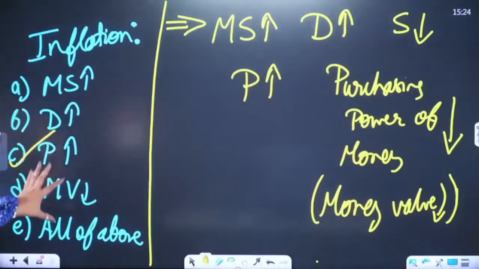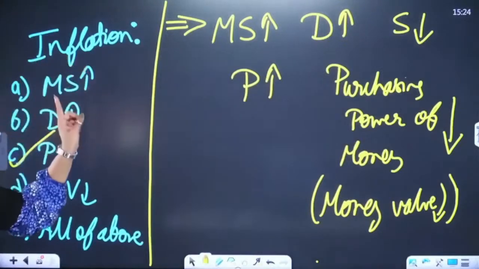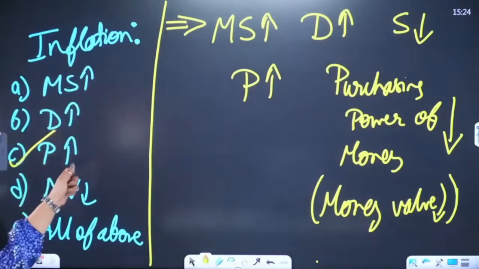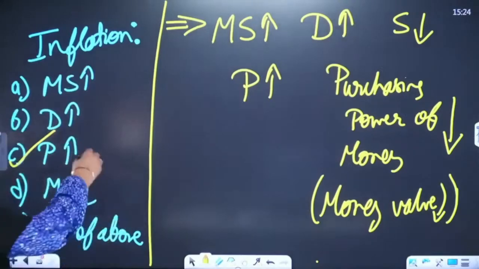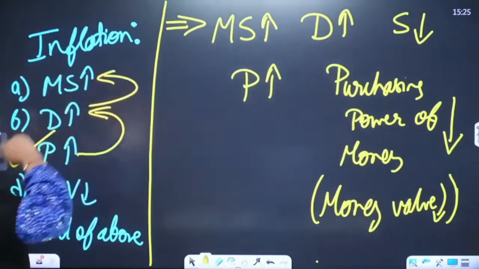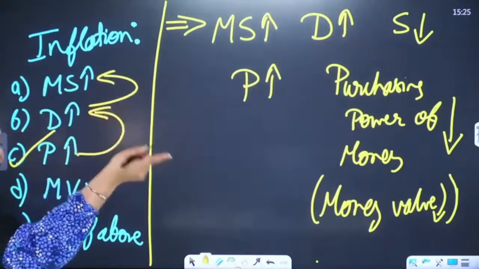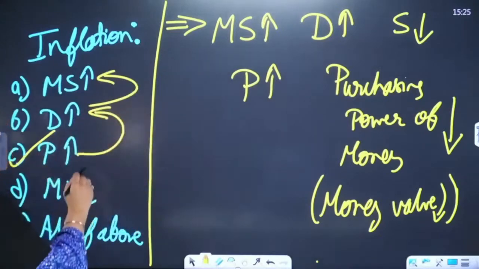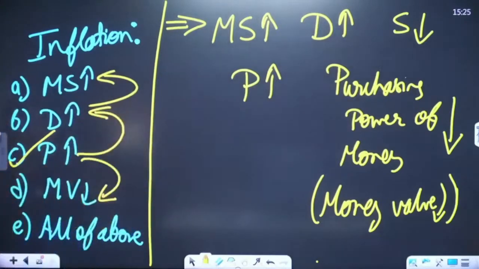Okay, so all these terms are related to inflation, but they are not inflation. Inflation means a rise in the prices of goods and services. Why are prices rising? Because there is more demand. Why is there more demand? Because people have more money supply. And after prices increase, what impact will be seen? The money value will decrease. So this is what we are talking about with inflation. Okay, I hope till now everything is clear to all of you.